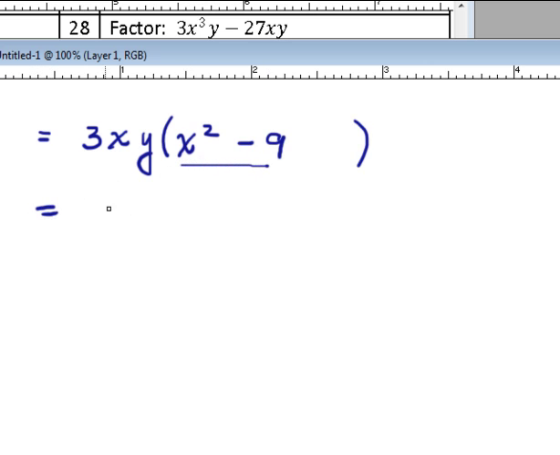Now this is a difference of 2 squares, so let's factor that further. This is x plus 3, x minus 3. And that's the complete factorization.